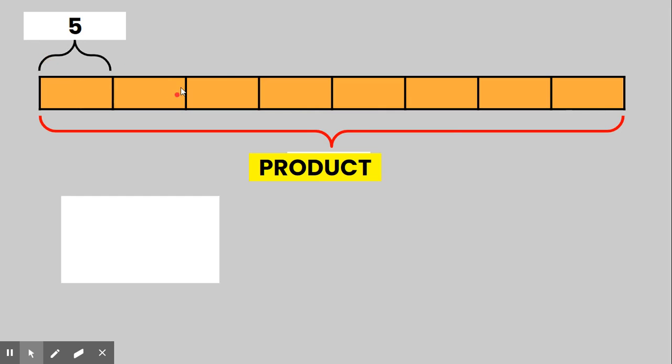We know each bar part has a value of 5, and we know that there are 8 parts. 1, 2, 3, 4, 5, 6, 7, 8. So we could multiply 5 times 8 to find the whole value of this bar. And we'll find that it's 40.